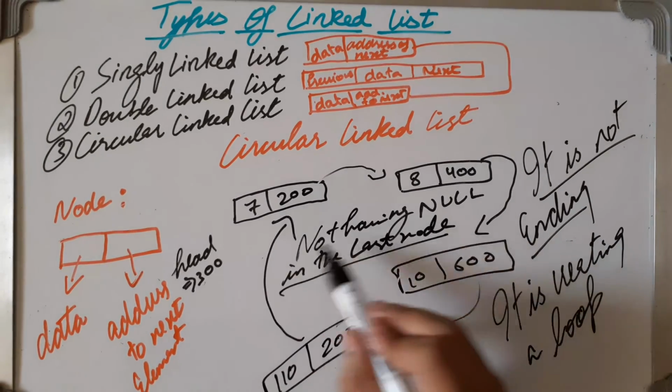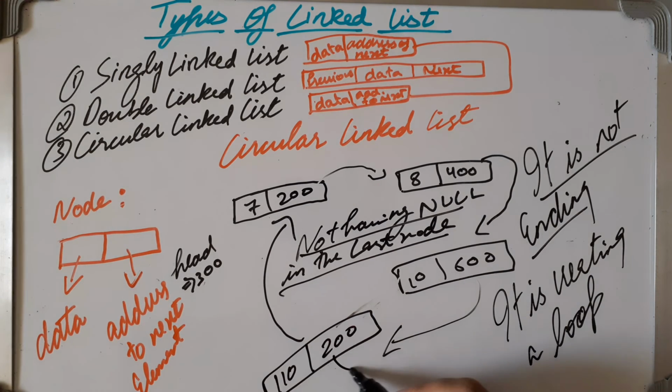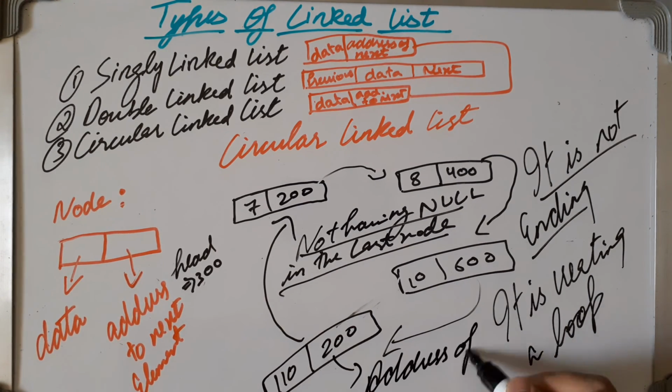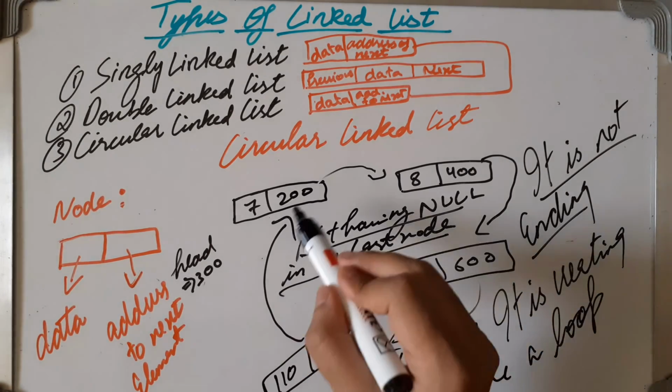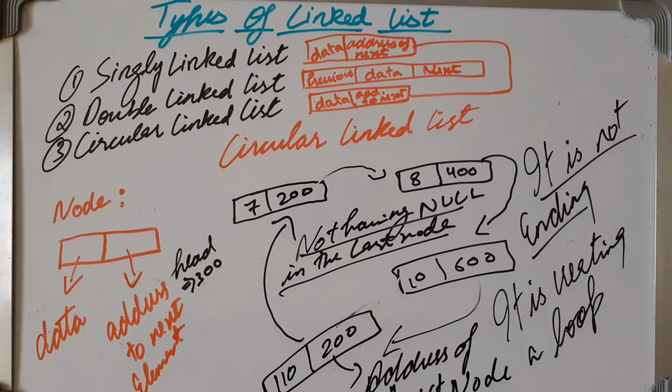What is it having in the last node? The address of the first node. So it is pointing to that. So again, if I am going to print, you know about the indefinite loop, it goes on like that. So for that we have to check that it should not match with the address of the first one.